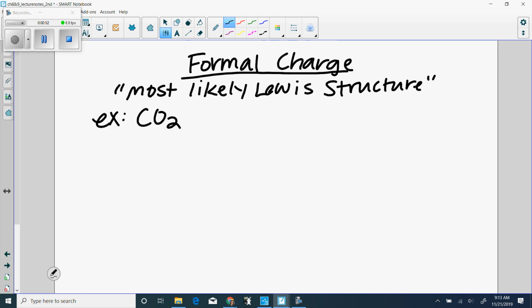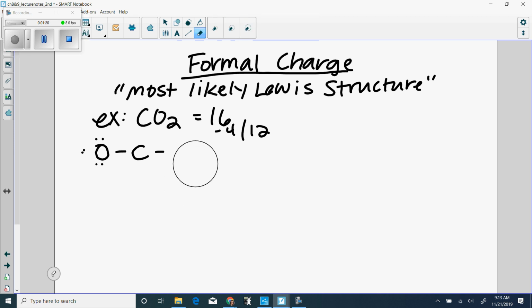Carbon dioxide is 4 plus 6 plus 6, so 12 plus 4, 16. So we have O C O, minus 4 is 12. But if I did this, my carbon would be super naked, right? We have 2 missing spots, so we can't do that. So then we have options here.